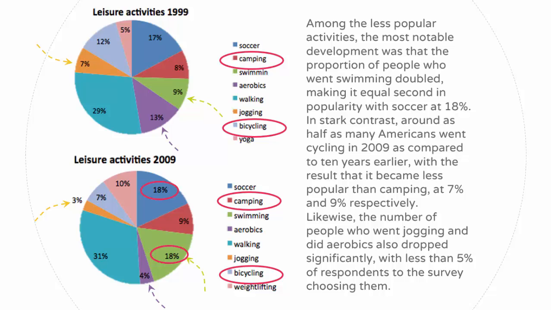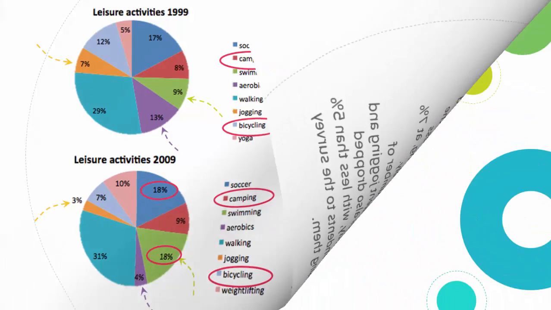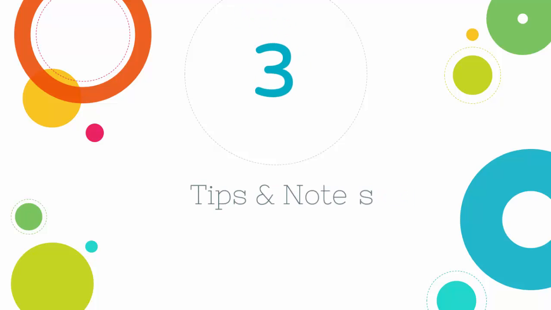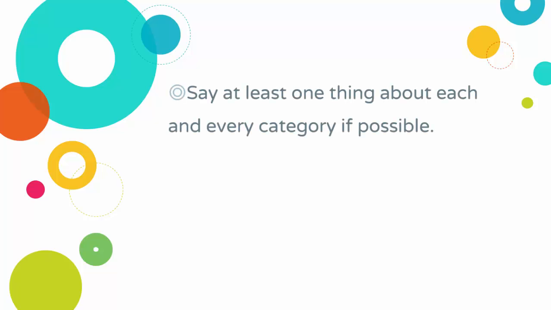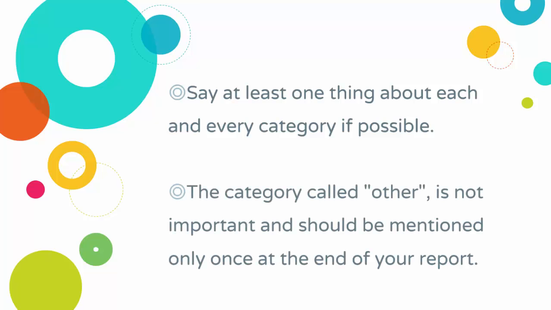Although there are only 3 paragraphs, I think this report deserves a band 10. This was not recommended in the previous lessons, but for simple pie charts, you should say at least 1 thing about each and every category if possible. Do this sensibly, and it will help increase the length of your report and, more importantly, your score. Oh, and the category called Other, which is unfortunately not included in our sample in question, is not important and should be mentioned only once at the end of your report.